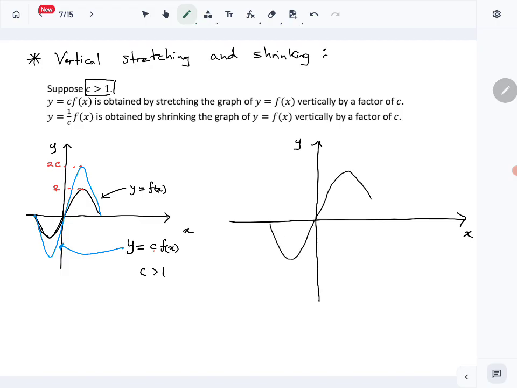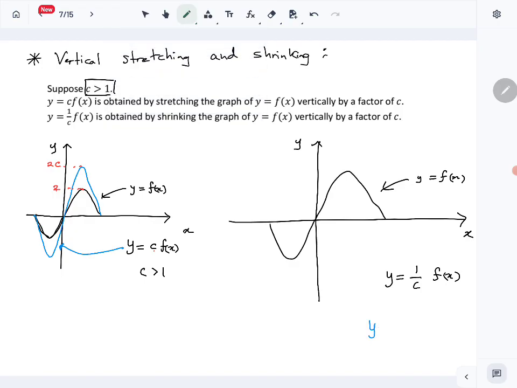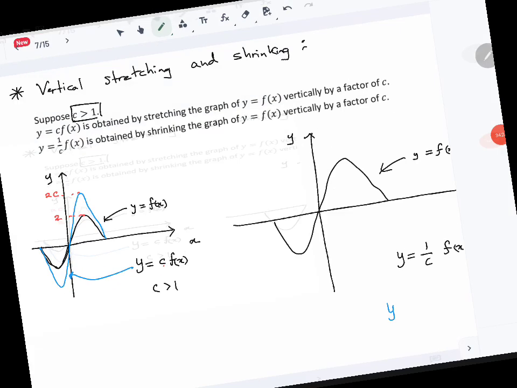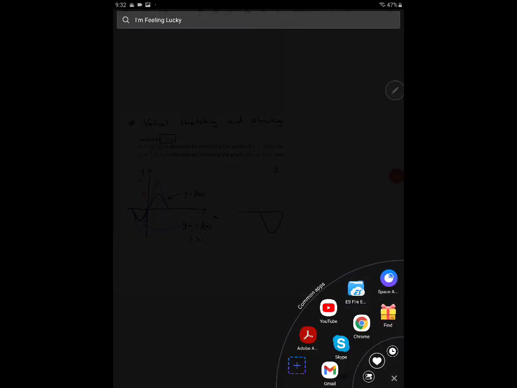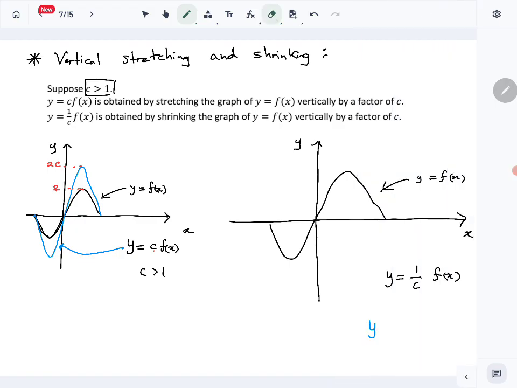So again, we'll start with this curve y equals f(x). Now I want to draw y equals 1 over c times f(x). So c is greater than 1, so 1 over c is a fraction. So for example, this would be like, let's say y equals half f(x), where c is what? C is 2, no? So y equals half f(x).